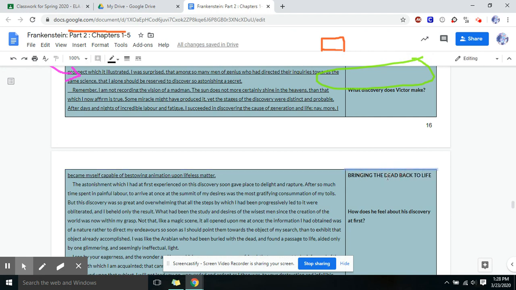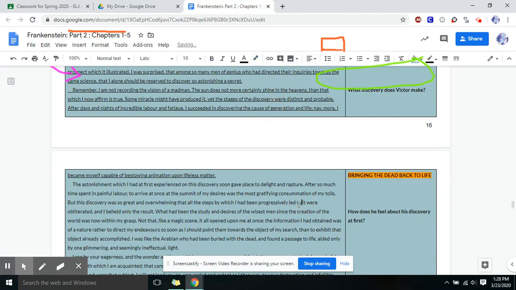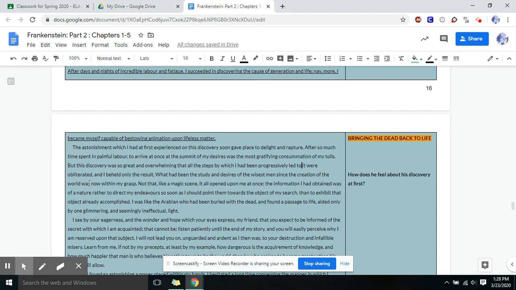And we've had this discussion, right? We talked about in our big questions whether or not that was a good idea. And we kind of had a consensus among the class that it was not a good idea for us to bring the dead back to life. It's too complicated. There's too much at stake. But Victor decides he knows how to do it. And so he's going to, right?